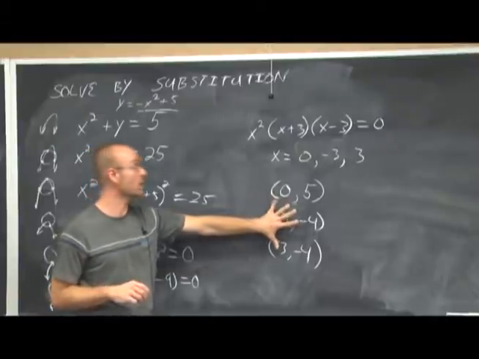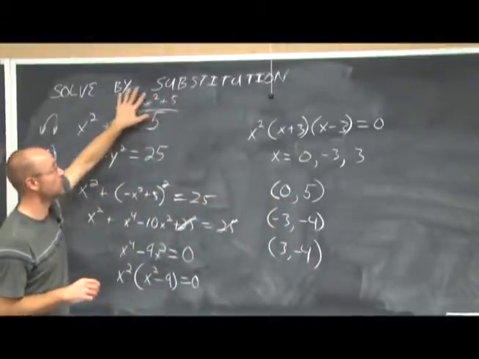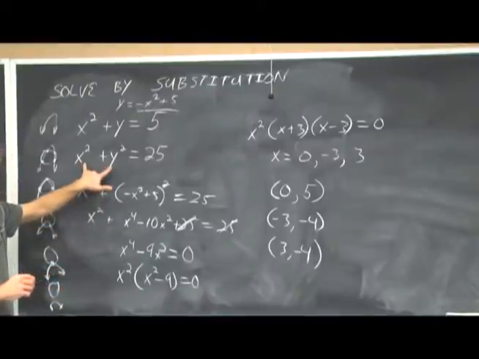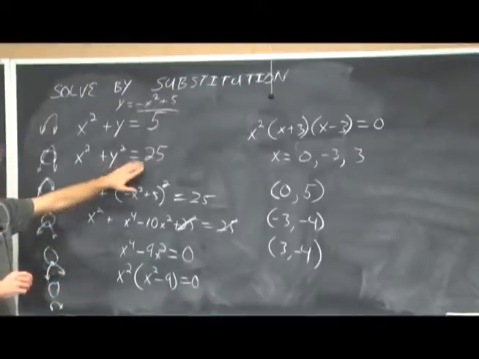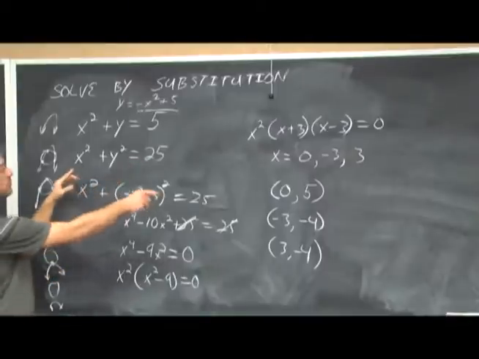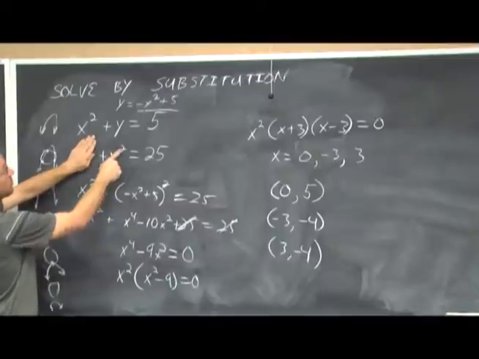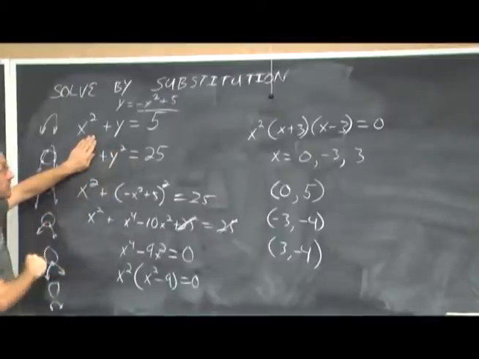To check my work, since I used this equation to find my y's, I can plug both x and y values into here and make sure this is a true statement. So I'll use the first value, 0 and 5. Well, 0 squared plus 5 squared is 25. I know that is a solution.